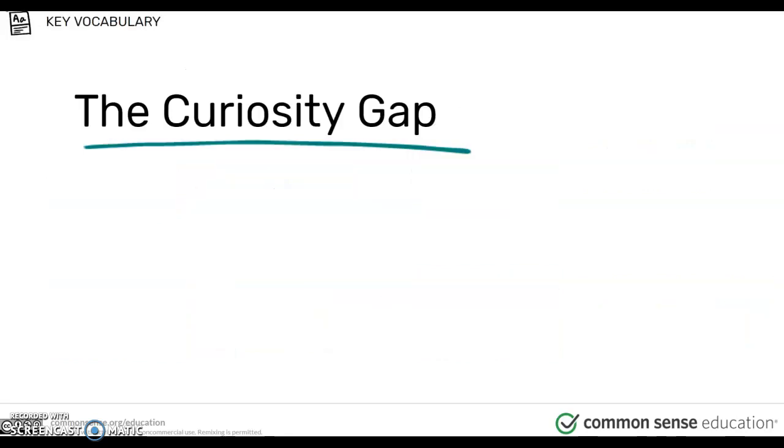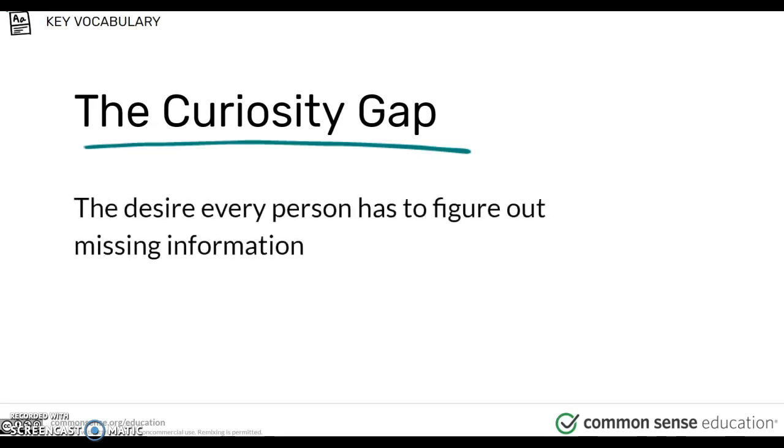All right, so we're going to talk about the curiosity gap. Off to the right-hand side, I want you to give me the definition of what you think the curiosity gap is. Go ahead and type that in. All right, so the curiosity gap is the desire every person has to figure out what is missing, so missing information. The reason that you might click on something is because you want to find out the answer to something or because you're missing some information.